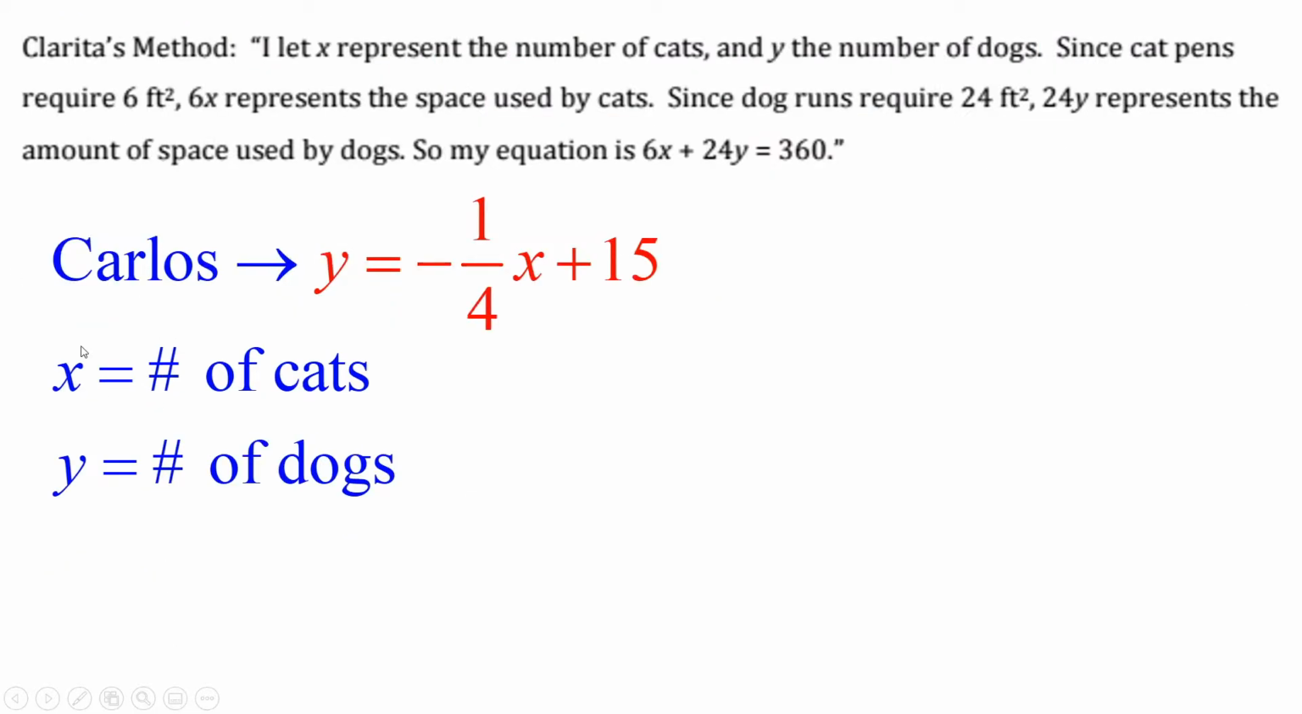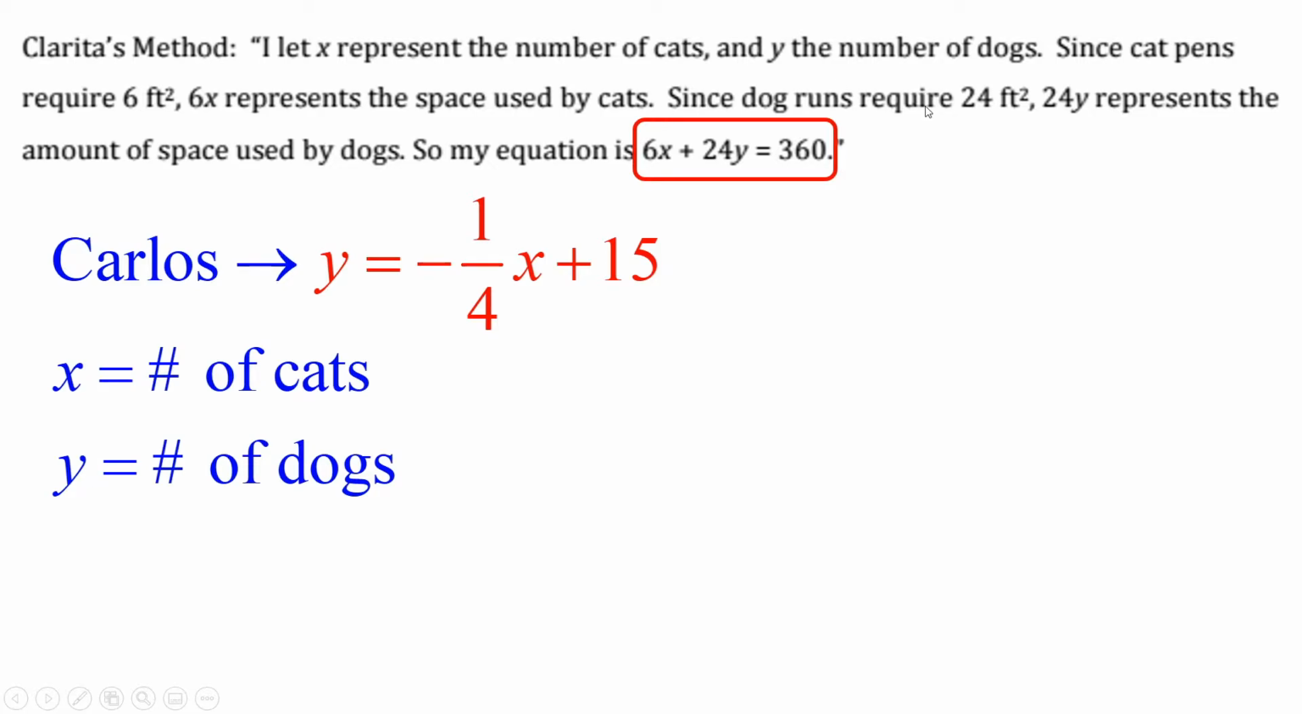So let's go ahead and take a look at Clarita's method right here. Let x represent the number of cats, just like we did initially, and y the number of dogs. We're doing that too. Since cat pens require 6 square feet, 6x represents the space used by cats. Clarita is doing exactly what we did when we saw this problem. You see that right there, 6 times x.